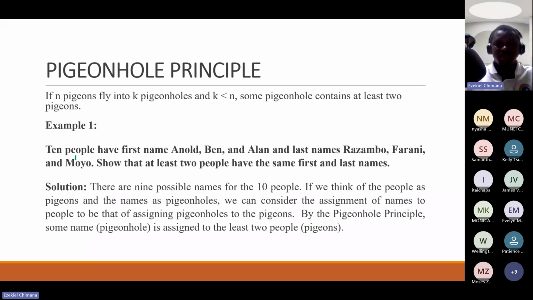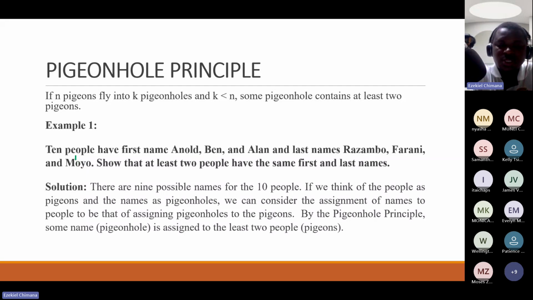So I say we've got 10 people here. 1, 2, 3, 4, 5, 6, 7, 10 people. But these 10 people have got a combination of 3 first names and 3 last names. So we need to show that in this group of people, at least 2 of them have got the same first name and same last name. How do you do that? Which means we need to know that we have got what? We have got pigeons and pigeonholes.